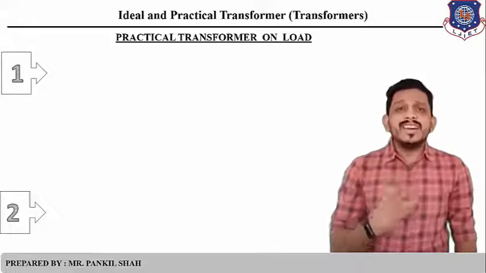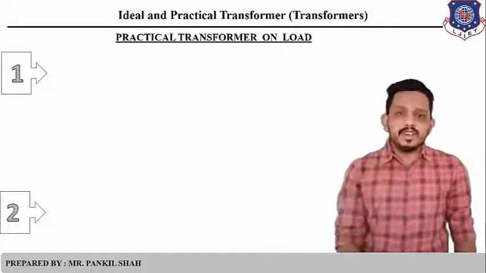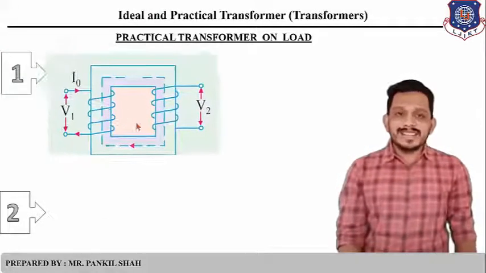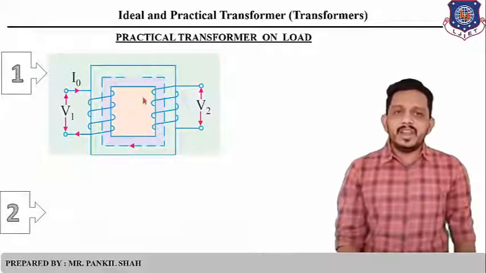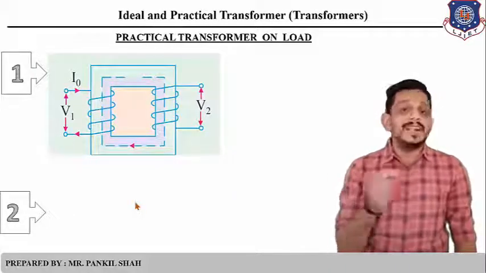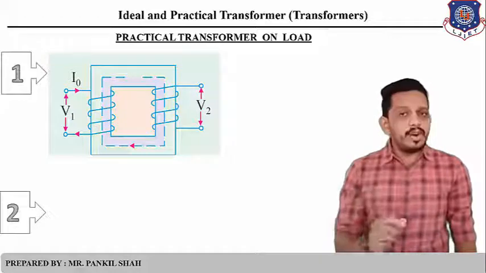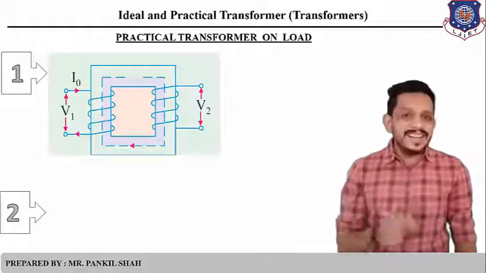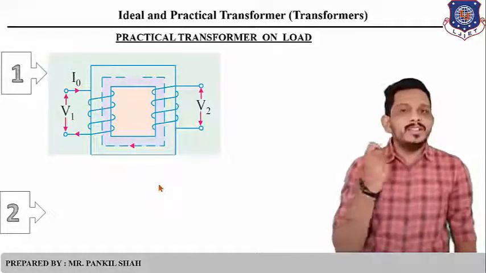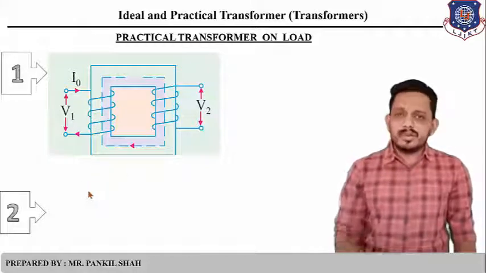What if we connect a load to the practical transformer? Let's consider this diagram. In this diagram, we have taken one more type of transformer. This is a practical transformer. So there will be copper loss, iron loss, and leakage flux. Everything will happen in this practical transformer. Let's talk about this diagram.